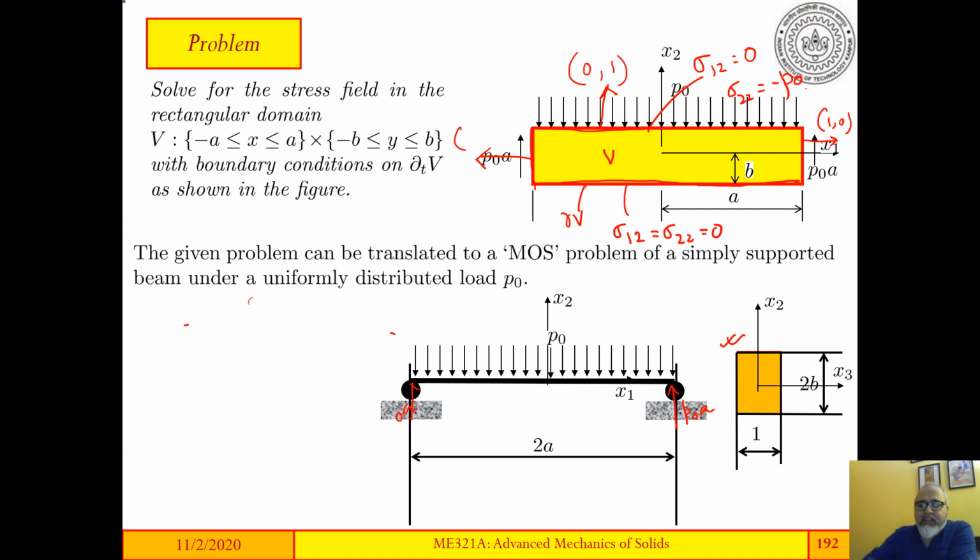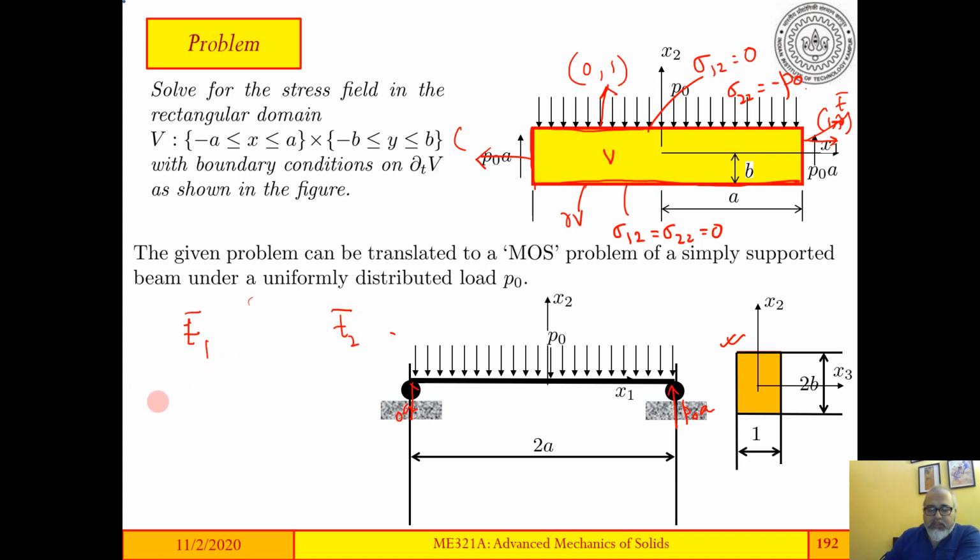Now, how do we write this in terms of the stresses? If you look at the traction, traction has two components. So traction at any point here would be like this, some vector like this. So it will have two components, T1 bar and T2 bar.